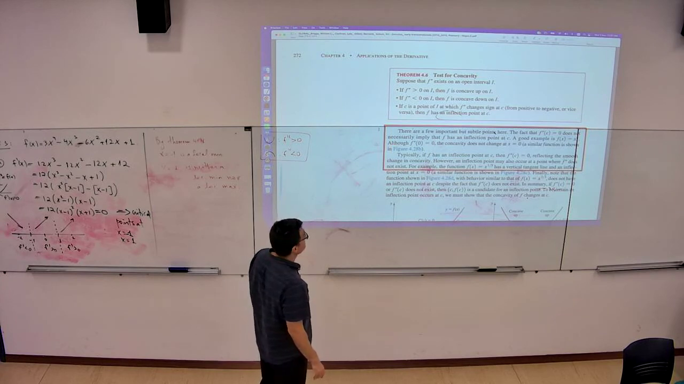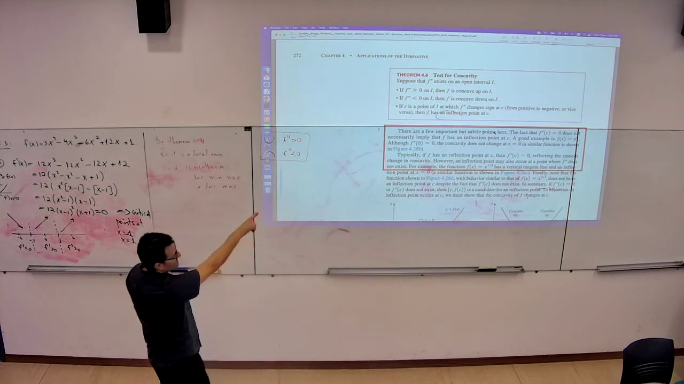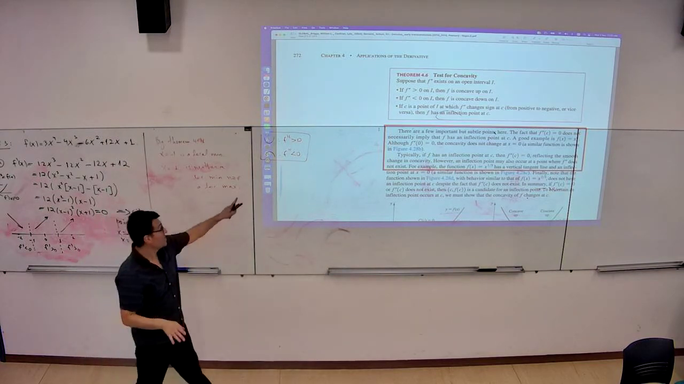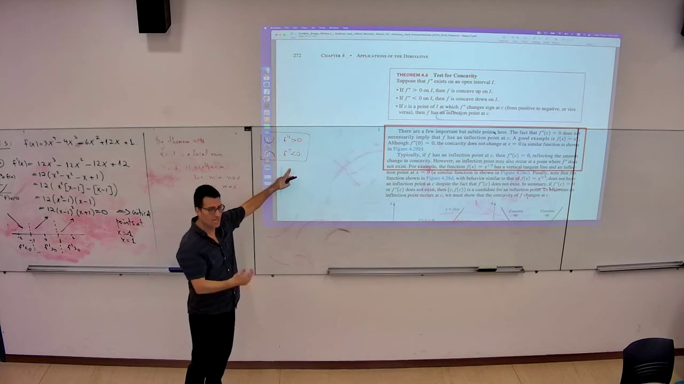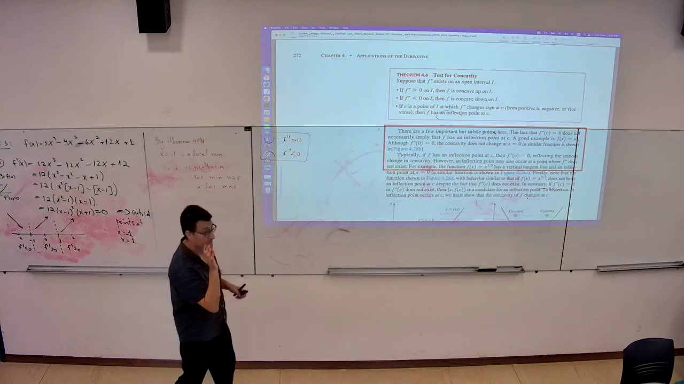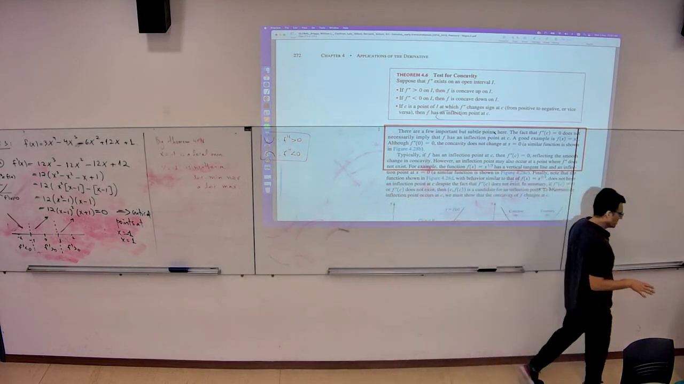Okay. If C is a point at which the second derivative changes sign, so you go from positive to negative or negative to positive, that point is an inflection point. The function has an inflection point there. Now look, a very, very important remark right now.